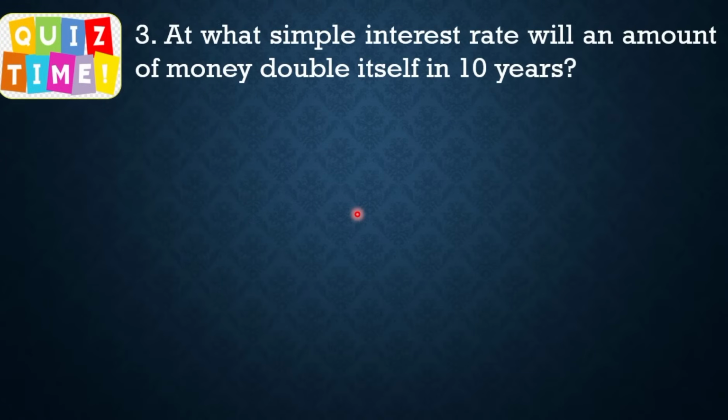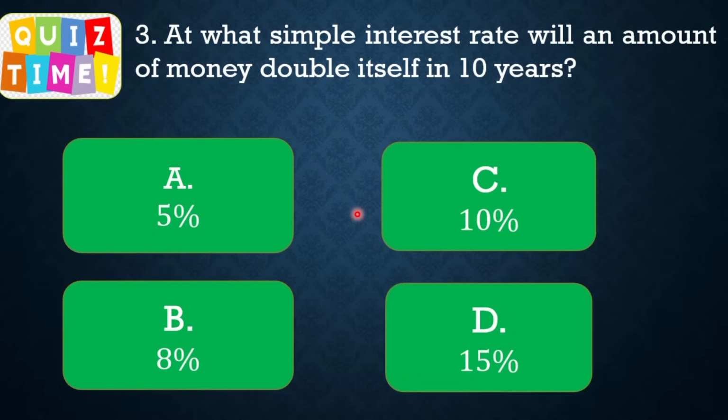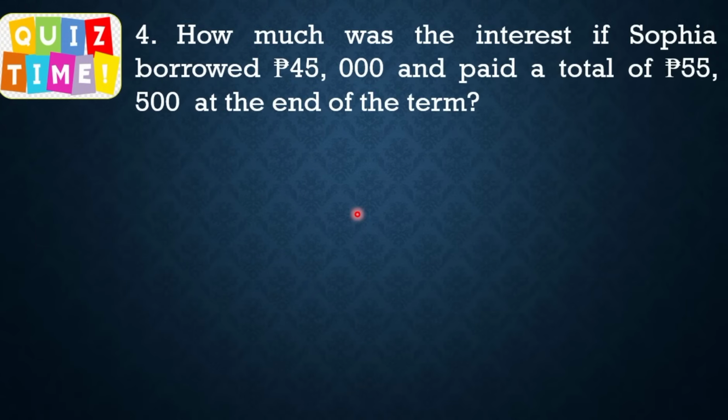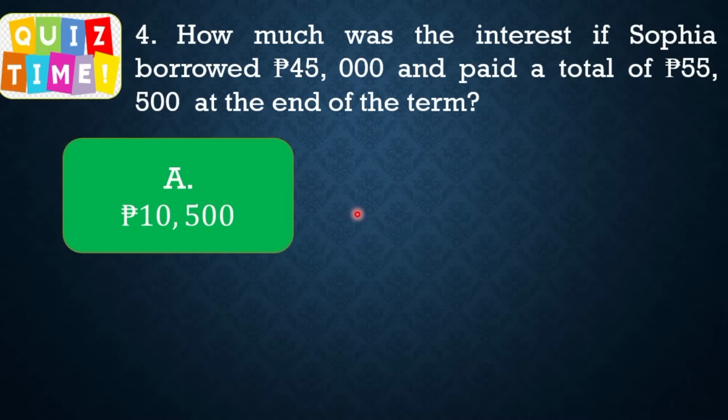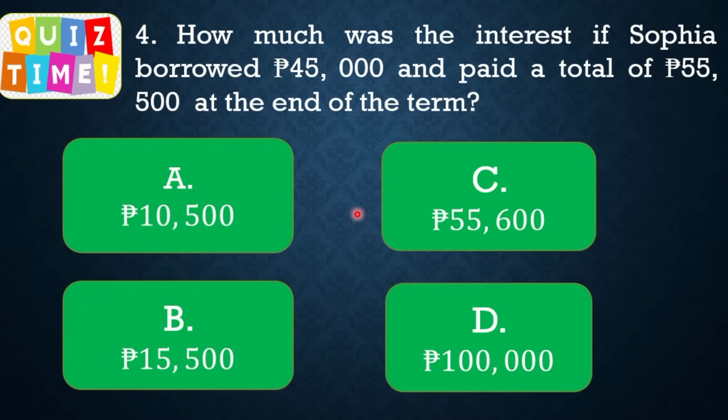Let's proceed now for number 3. At what simple interest rate will an amount of money double itself in 10 years? Letter A, 5%. B, 8%. C, 10%. D, 15%. Okay, so the answer is letter C, 10%. Next, number 4. How much was the interest if Sophia borrowed 45,000 and paid a total of 55,500 at the end of the term? Letter A, 10,500 pesos. B, 15,500 pesos. Letter C, 55,600 pesos. Letter D, 100,000 pesos. Alright, so the answer is letter A, 10,500 pesos.